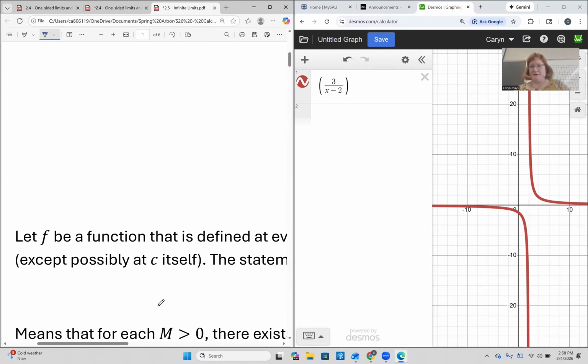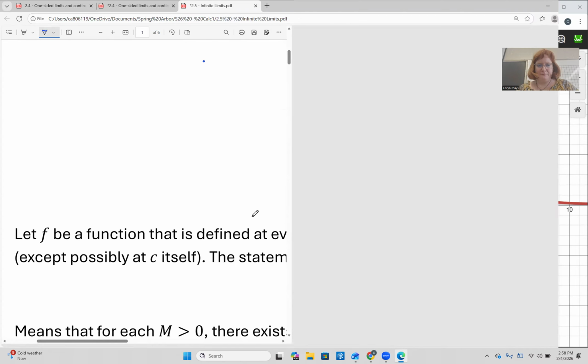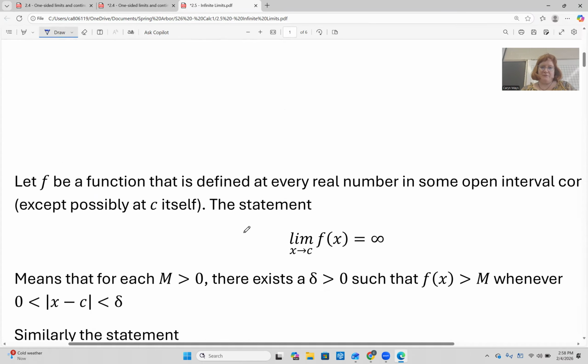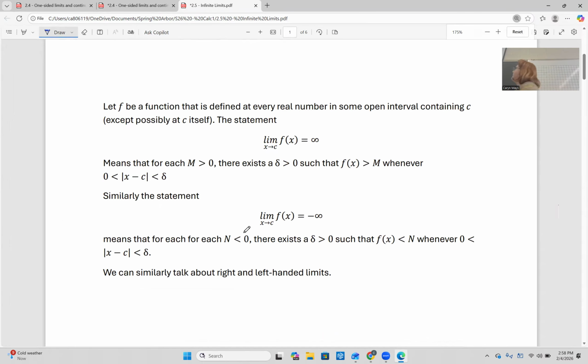So, definition. Let f be a function that is defined at every real number in some open interval containing c. I can draw my function around c, except maybe at c itself. Maybe I have a hole, maybe a removable discontinuity, maybe a non-removable one. I have some type of discontinuity, possibly.